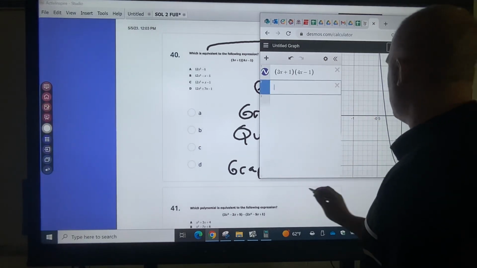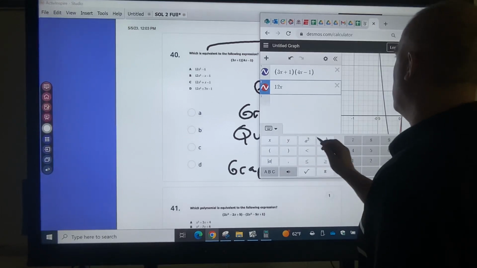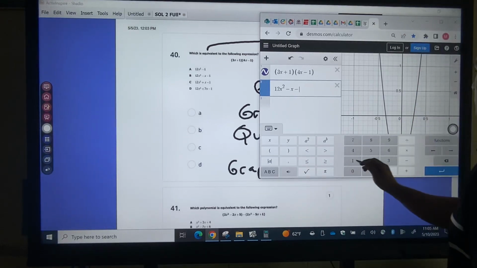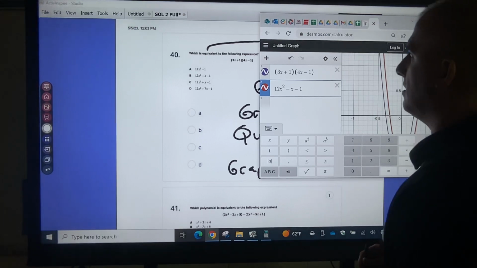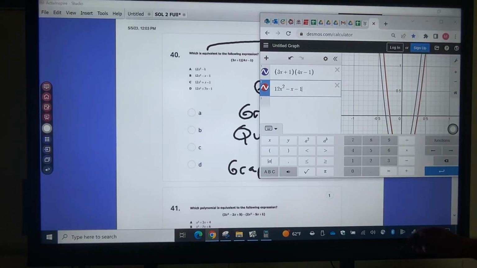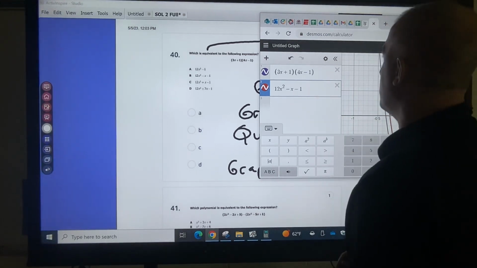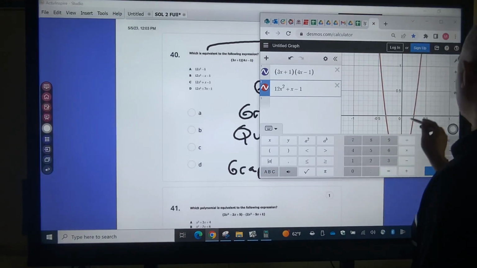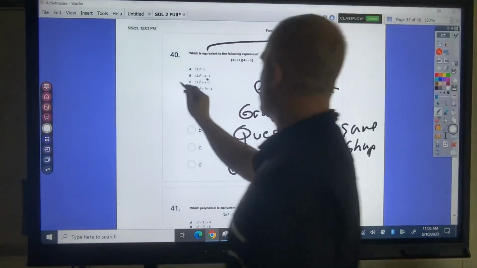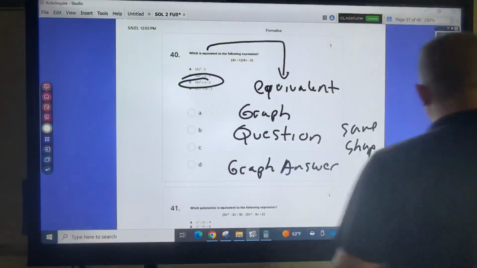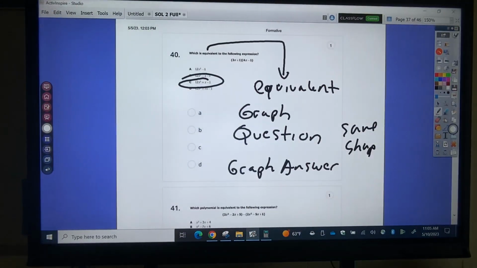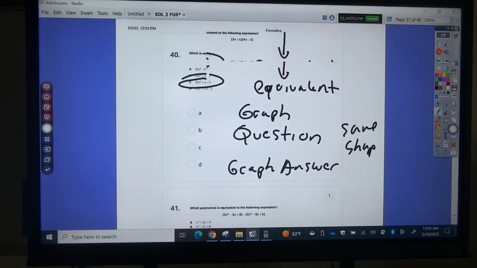Now, if I type this one in, 12x squared minus x minus 1, all right, that is not the answer, okay? Two different shapes. I change that to a plus, okay? If you can see, they are the same shape, so that's why that one is my answer, okay? You do the same thing for this one.